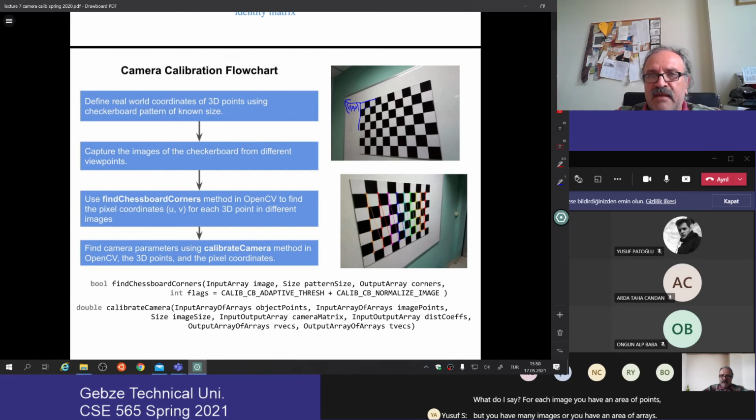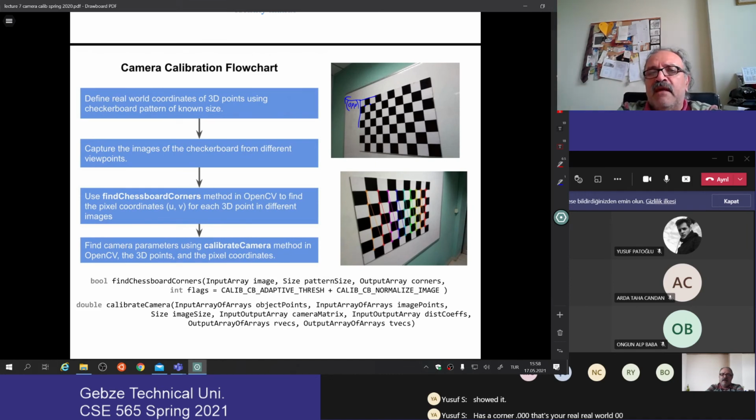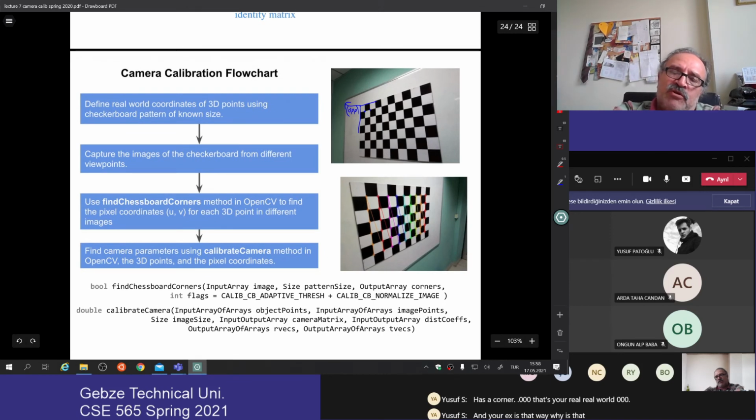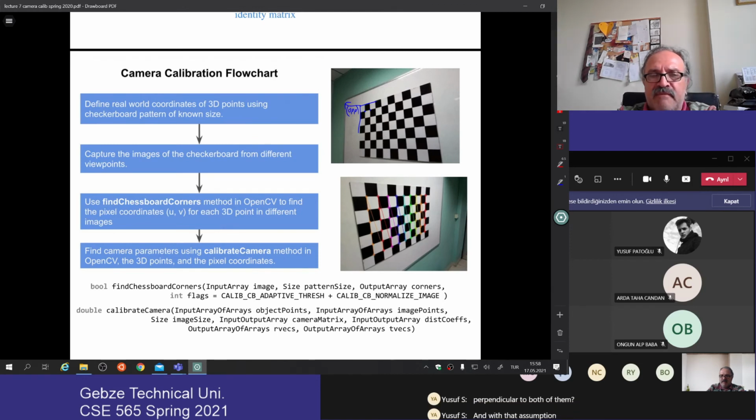And then OpenCV assumes that the first image that you showed it has a corner point 0, 0, 0. That's your real world 0, 0, 0. And your x is that way, y is that way, and z is perpendicular to both of them. And with that assumption, it gives you the intrinsic and extrinsic parameters. Okay?